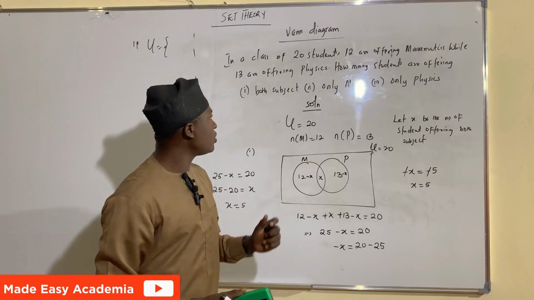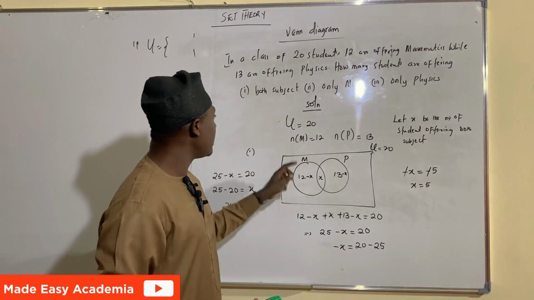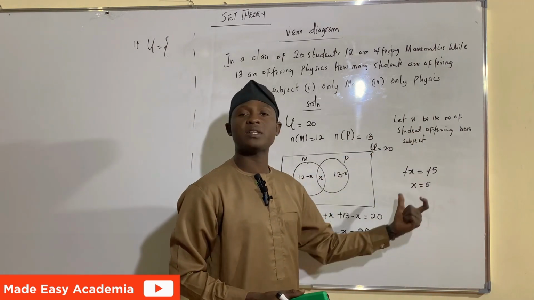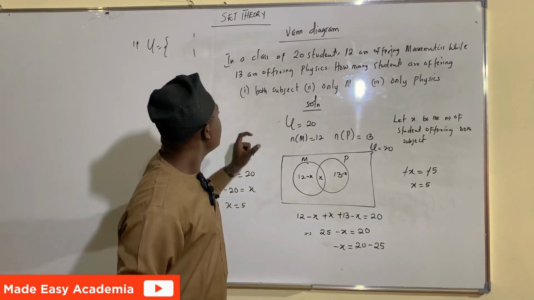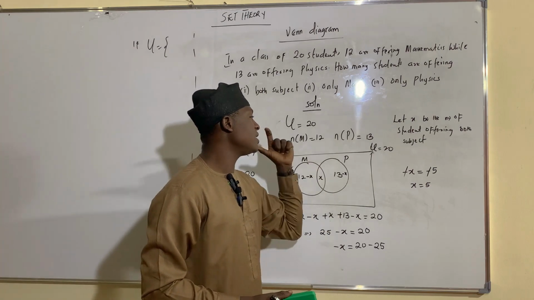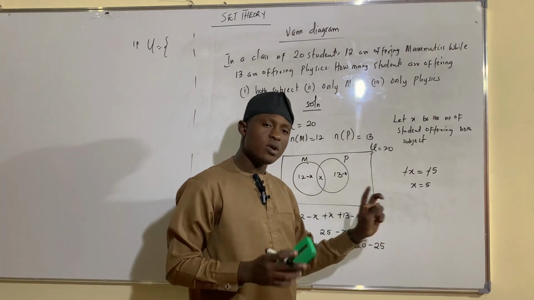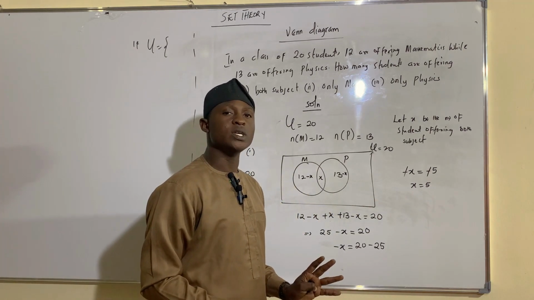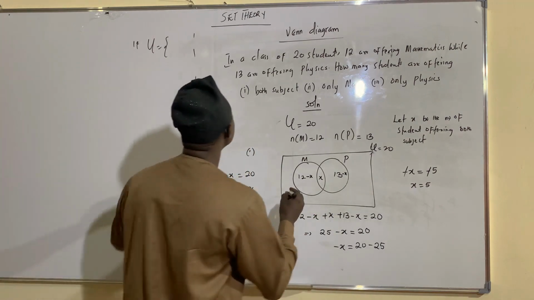Either you use this first method or the second method, you are able to get the same result. You recall that we use x to represent the number of students that are offering both subjects. That means now the number of students that are offering both mathematics and physics is equal to 5. I hope you are following. So now the second question.